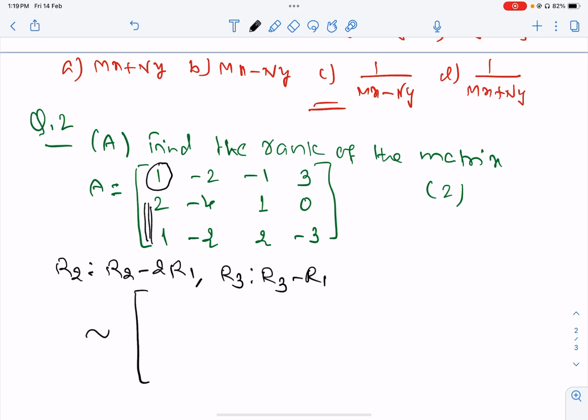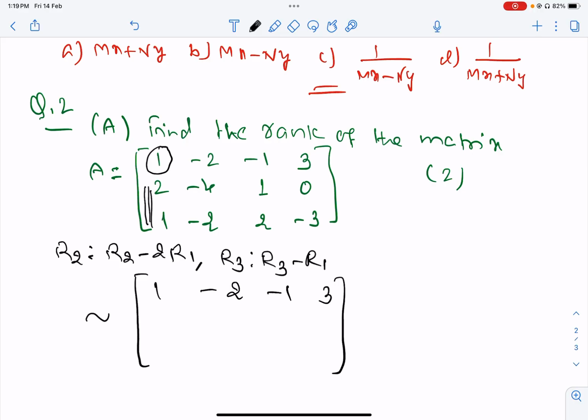And so we have R1 no change, 1, -2, -1, 3. Now here multiply with -2 and add, so -2 plus 2, 0. Multiply -2 here, so that will be 4, and -4 here, so it is 0. Multiply with -2 here, and -1 is there, so that is 2, and +1 here, so that is 3. Then multiply with -2, so that will be -6, and add with 0, so that is -6.